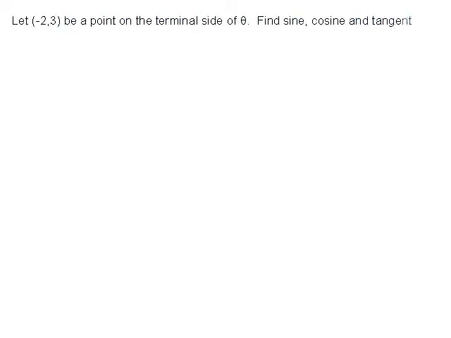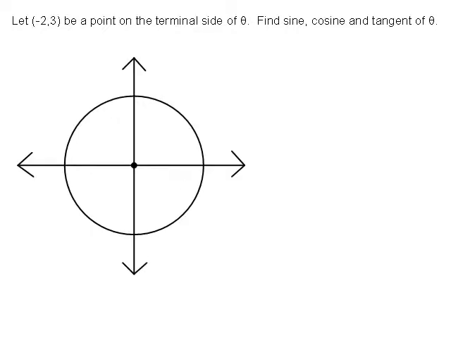Okay, so to do this with any point in general, the example is: let (-2, 3) be a point on the terminal side of theta. Find sine, cosine, and tangent of theta. So first, draw your circle. Sketch where your point would go. We go negative 2, so 2 to the left, and then we go up 3. And that is where our angle will intersect the circle.